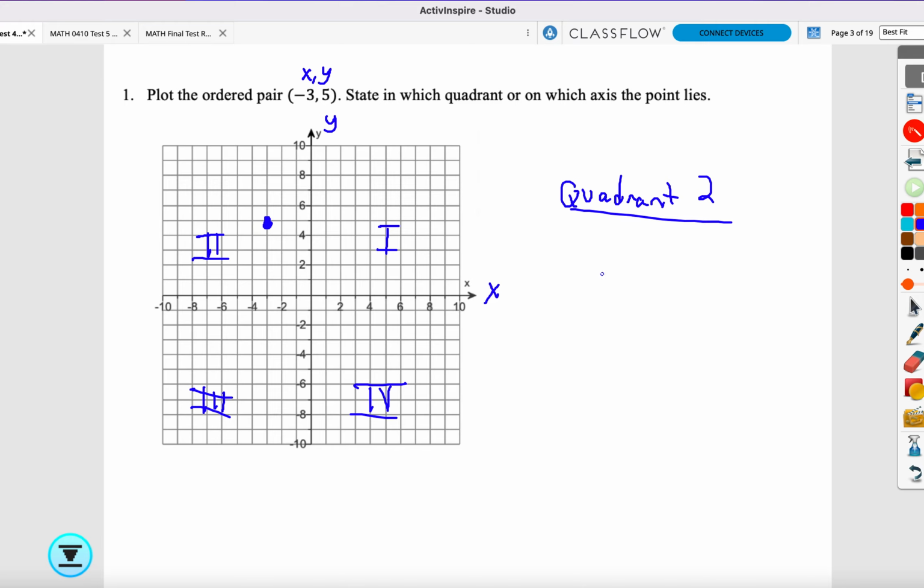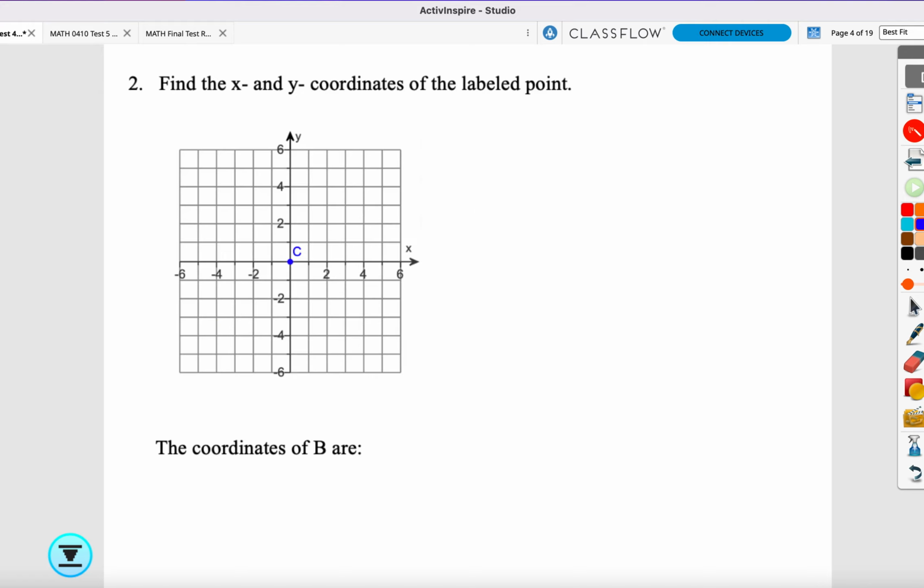Every point is x comma y. And you can also tell that in quadrant 1, both x and y are positive. In quadrant 2, x is negative but y is positive. In quadrant 3, they're both negative. And quadrant 4 is x positive but y negative. Another little fun fact, I gave this in the lecture, so keep that in mind.